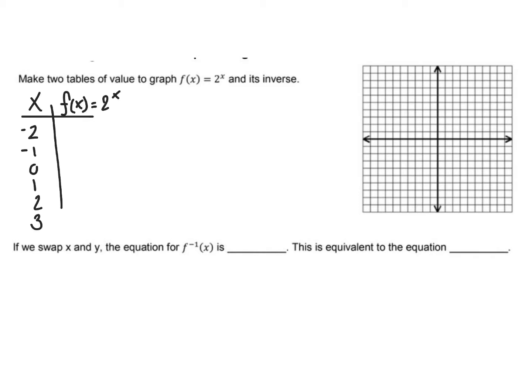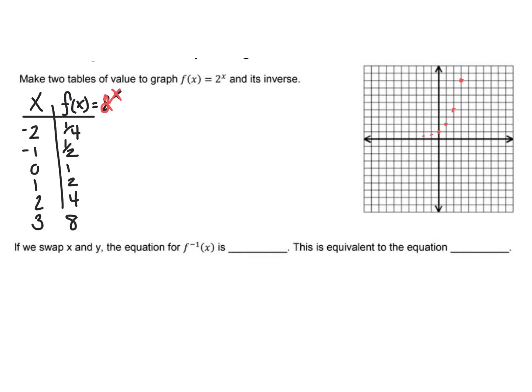I'm going to plug in -2, and that would give me 1/4. -1 would be 1/2. 0 is 1, 2 to the first is 2, 2 to the second is 4, and 2 to the third is 8. I'm going to graph these points on my coordinate plane. I'm going to do this one here in red. And when I connect these ordered pairs, I see this curve that's formed, my exponential function. And I know it has a horizontal asymptote at y equals 0.